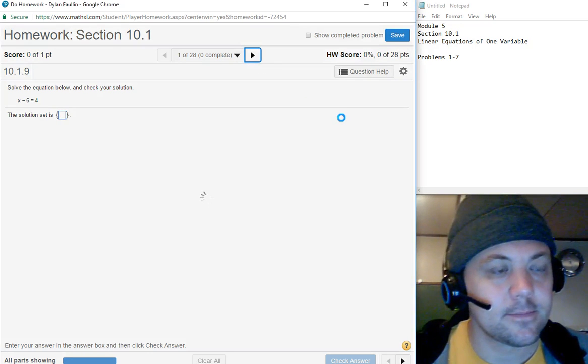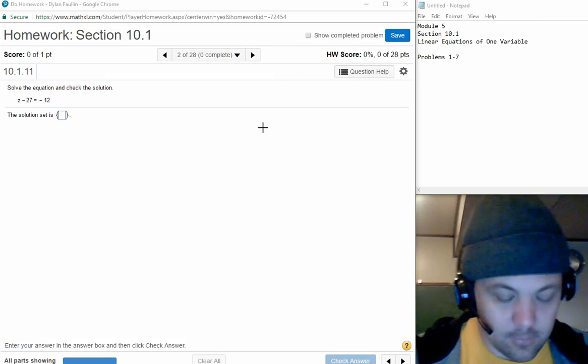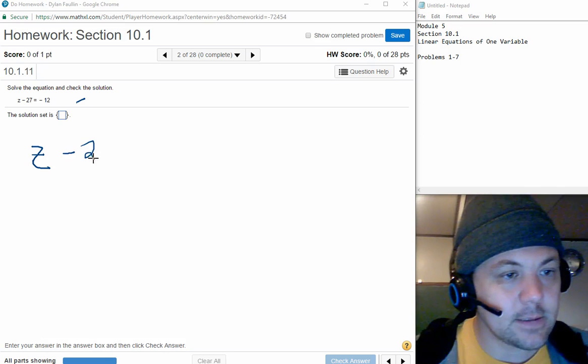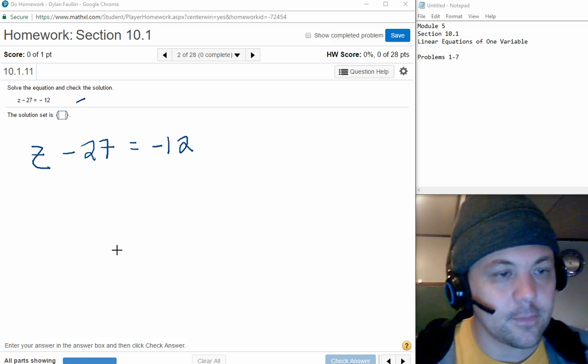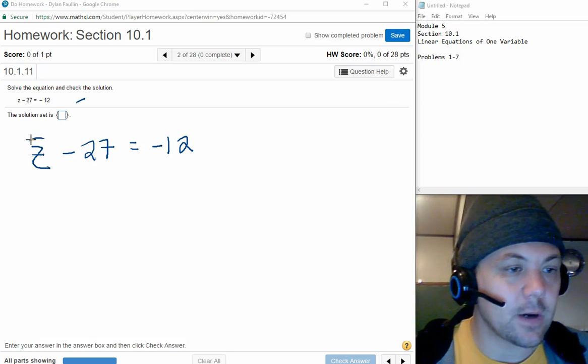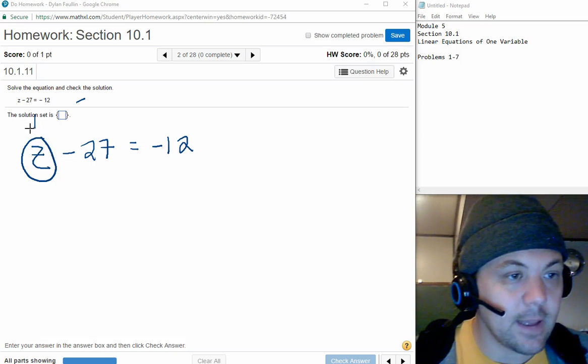All right. We have z minus 27. Let's write it down here. z minus 27 is equal to negative 12. Same situation. We want to get this variable by itself, so I don't want to have to guess what the answer is. I'll let the equation tell me the answer.